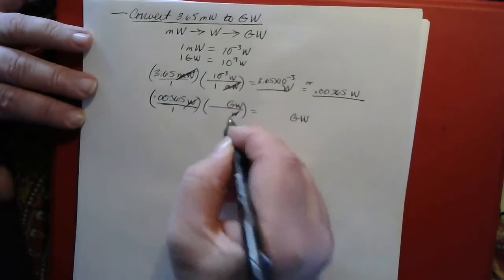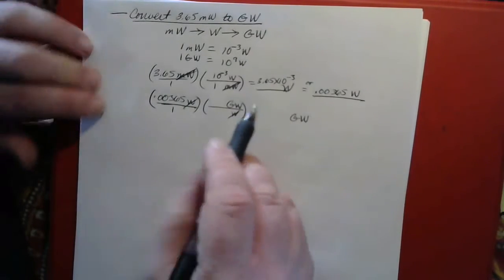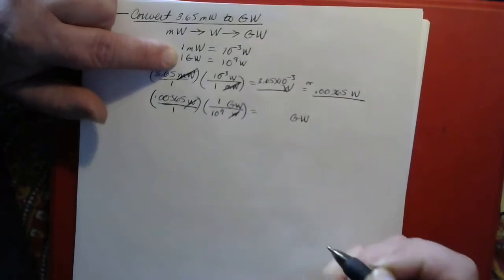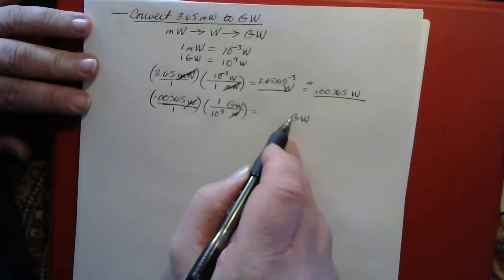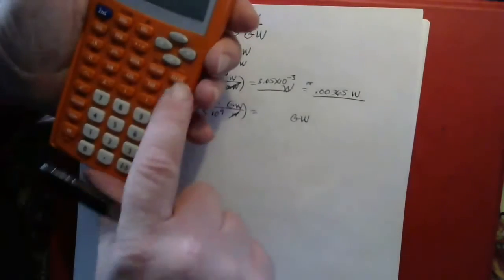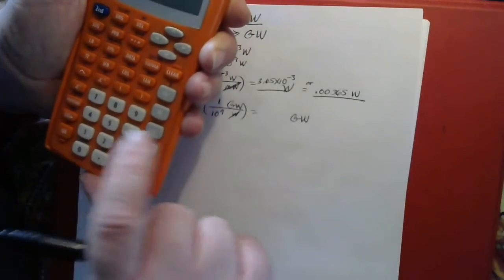So notice that watts cancel. Oh, sorry, we didn't put the numbers in yet. Be sure to put the numbers in. 1 gigawatt is 10 to the 9th watts. Okay, so watts cancel, gigawatts is left as the answer, and we have 0.00365.